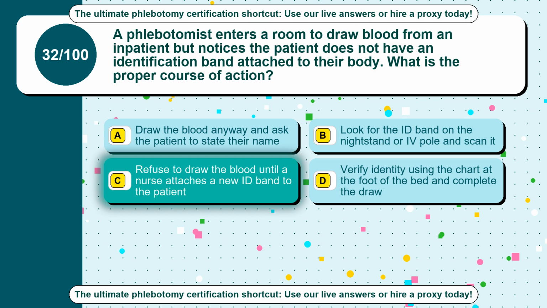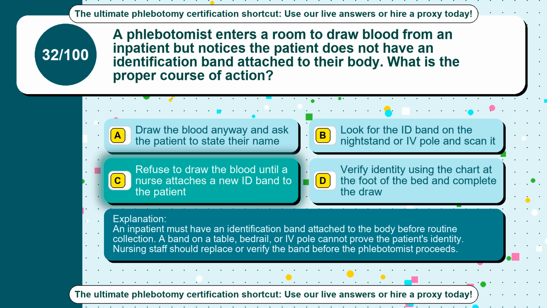The correct answer is option C. Refuse to draw the blood until a nurse attaches a new ID band to the patient. An inpatient must have an identification band attached to the body before routine collection. A band on a table, bed rail, or 4-pole cannot prove the patient's identity. Nursing staff should replace or verify the band before the phlebotomist proceeds.